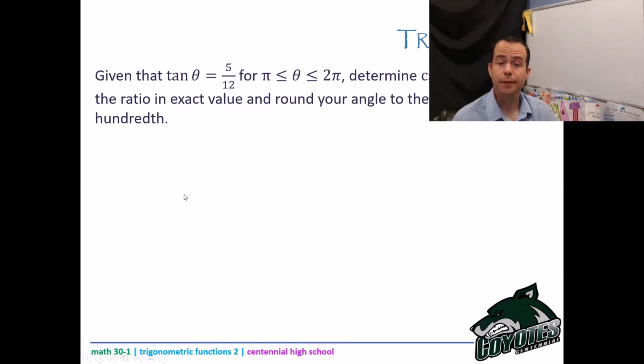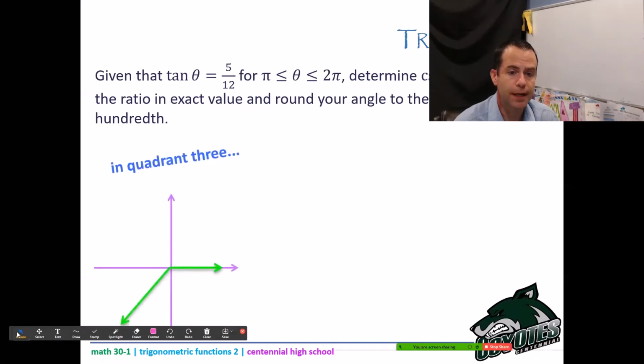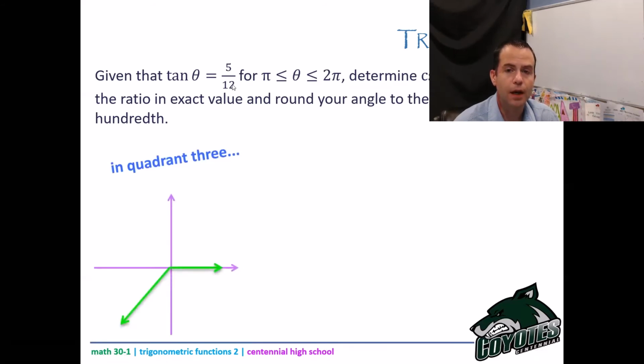So again, I'm going to draw a picture. I'm between pi and 2 pi, which means I have access to quadrants 3 and 4 right now. And tan is positive. So between quadrants 3 and 4, tan is only positive in quadrant 3. So I'm going to draw my angle in quadrant 3. I've got a 5 and I've got a 12. If this is my reference angle, tan of theta is opposite over adjacent. So that means my opposite will be 5, my adjacent will be 12.